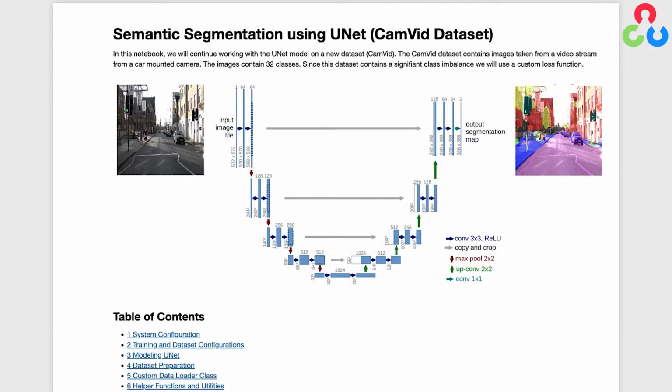Hi everybody, welcome back. In this video we're going to continue with the UNet architecture, and this time we'll be training the model on the CamVid dataset, which contains 32 classes. Most of the code in this notebook is identical to previous notebooks, but there are a few small differences that we'll highlight as we scroll through the first portion of this notebook.